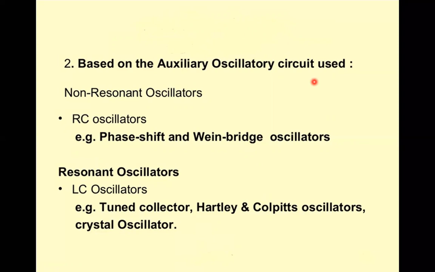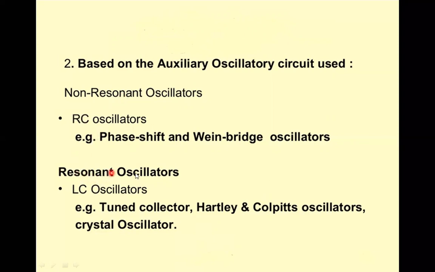So here, what are non-resonant oscillators? They are called RC oscillators. And the examples for the RC oscillators are phase shift and Wien bridge oscillators. RC in the sense resistance and capacitance.